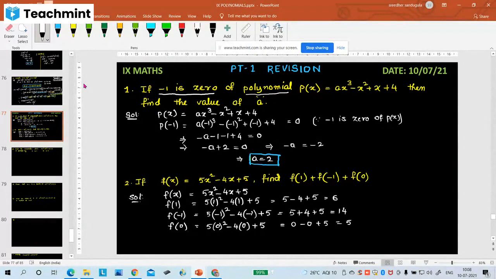Now it is asked to find f of 1 plus f of minus 1 plus f of 0. Therefore, f of 1 plus f of minus 1 plus f of 0 is equal to, what is the f of 1 value we have got? 6. 6 plus f of minus 1 is 14, plus f of 0 is 5. Ultimately you get 14 plus 6, 20, 20 plus 5, 25. 25 is the answer. So this you can copy, children, both questions. Then we will move to the next problem.